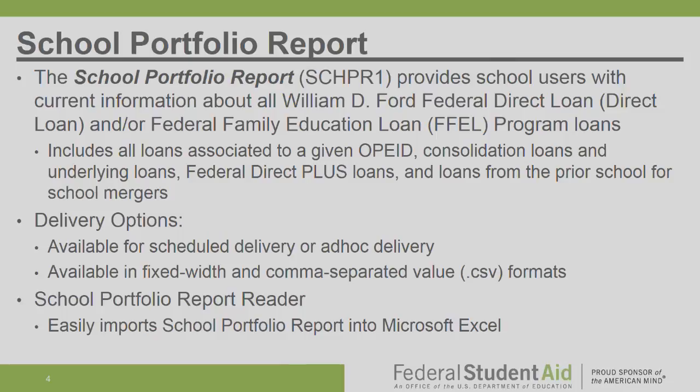CSV is a lot easier if you're looking to upload the report into Microsoft Excel or Access. The fixed width versions typically are better if you're trying to use some sort of proprietary tool to load the data into. We also have the School Portfolio Report Reader, which is a Microsoft Access tool that takes the CSV version file and pumps it right into Excel for you. And it's really kind of sharp, actually. It's super quick. And then you can have that data in Excel and sort it and do all sorts of cool stuff with it.